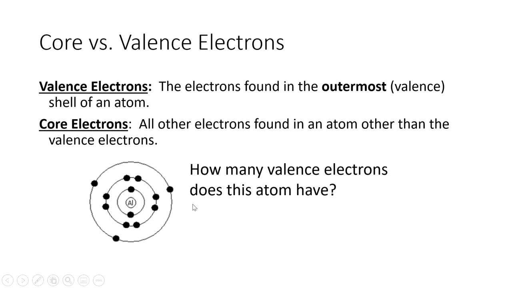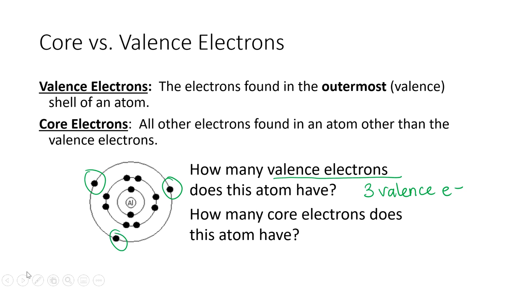If we look at this atom right here, it turns out this is aluminum. We want to know how many valence electrons it has. Those are the ones in the outermost shell, so this atom has 3 valence electrons. Core electrons are everything that is not valence. Since I'm looking at a picture, I could just add them up: 2, 4, 6, 8, 9, 10. It looks like there are 10 core electrons.